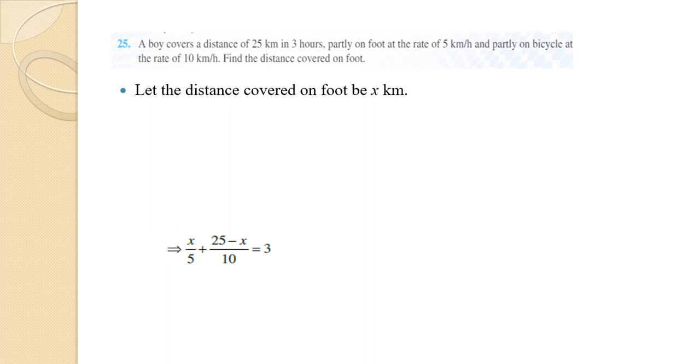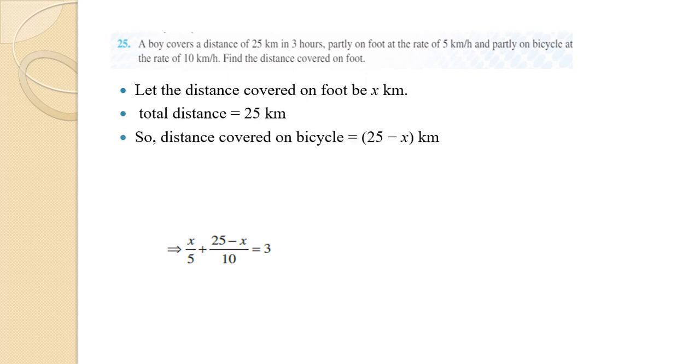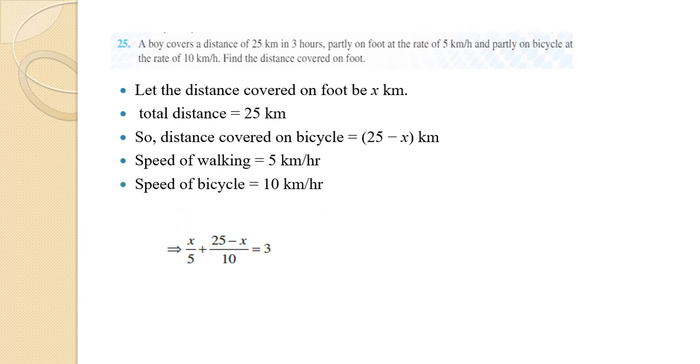I have taken, let the distance covered on foot be x kilometer. And we know the total distance is 25 kilometer. So the distance covered on bicycle will be 25 minus x kilometer. Now the speed of walking is given as 5 km per hour and the speed of bicycle is given as 10 km per hour. We know that the total time taken for the journey is 3 hours and time is given by the formula distance divided by speed. So my equation will be x divided by 5 plus 25 minus x divided by 10 will be equal to 3.